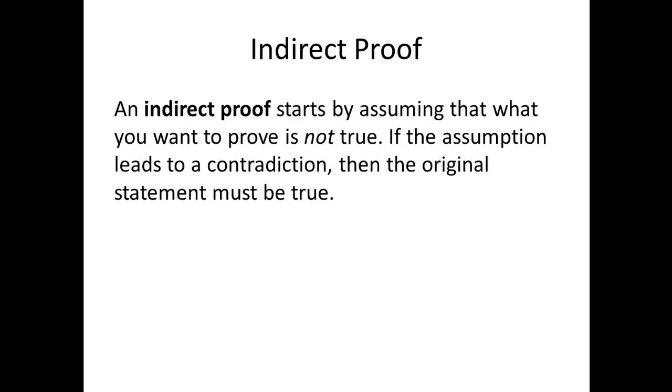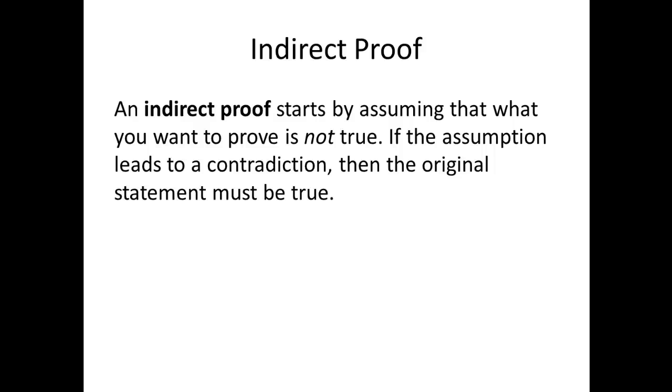Okay. So what you saw before was called a direct proof. So we directly prove the fact that two rational numbers, when you add them together, you get another rational number. An indirect proof starts by assuming that what you actually want to prove is false, or not true. If the assumption leads to a contradiction, then the original statement must be true.